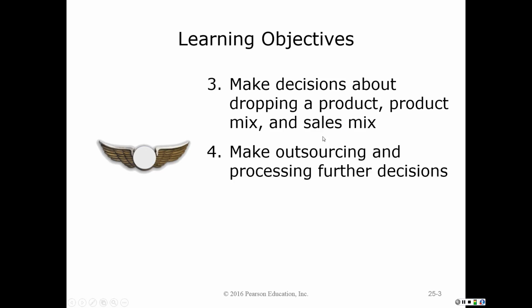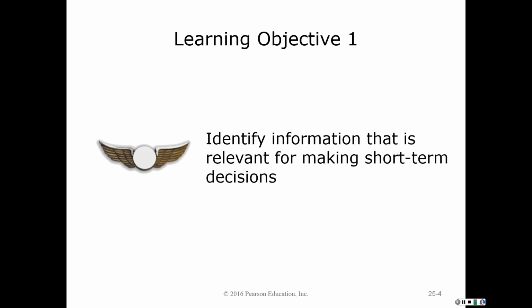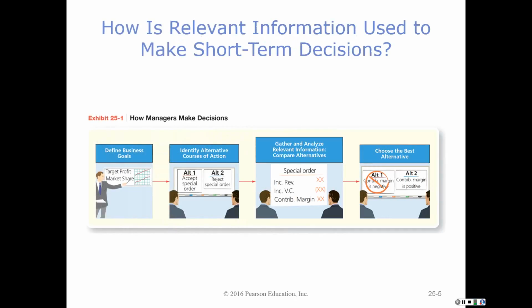We'll look at another decision, when do we know whether to outsource a product or to continue to manufacture it in-house? If we've got a product that has multiple processes, how do we decide when it's cost beneficial for us to continue to process a product versus stopping at a split off point and sending it somewhere else? So let's begin with objective 1 and just looking at what type of information, first of all, do we need to analyze short-term decisions.